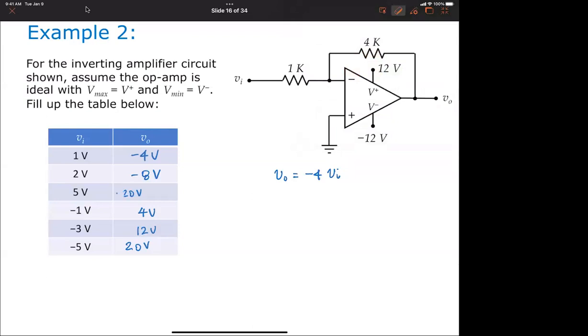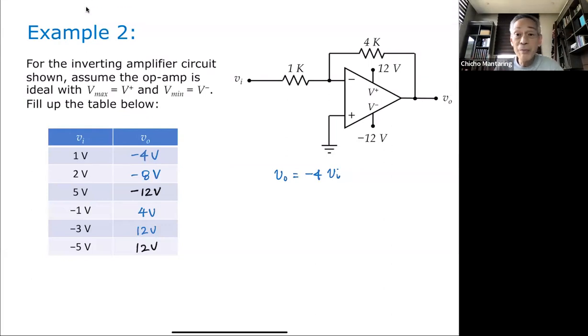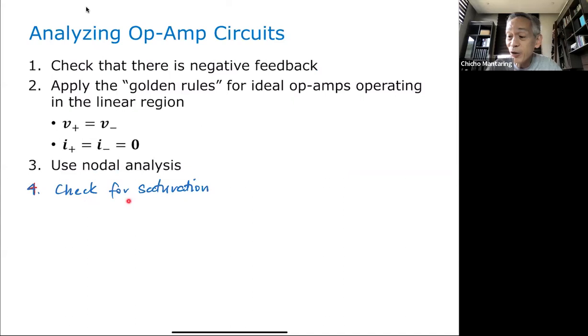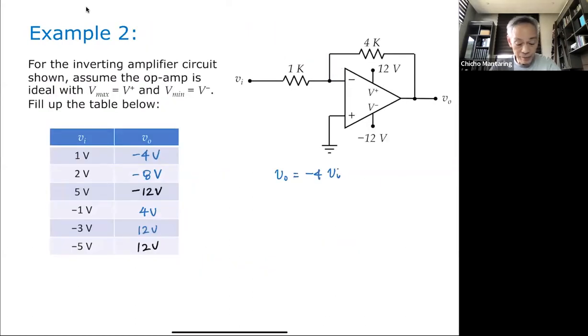Yes, that's right. So actually, this entry for 5 volts and minus 5 volts is wrong. For 5 volts, this should be negative 12 volts. And for negative 5 volts, this should be 12 volts. So be careful of that. Kaya nga linagay ko dun sa procedure natin kanina, kaya nga dinagdag ko to, you have to check for saturation. Any question with regard to that?